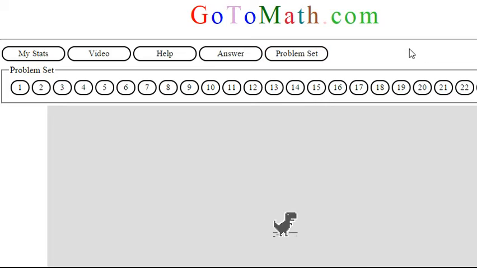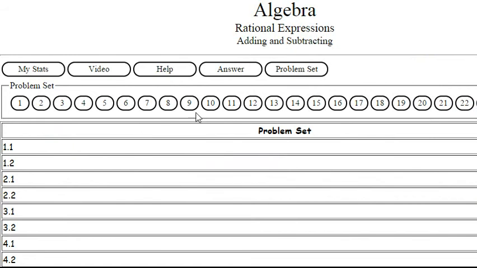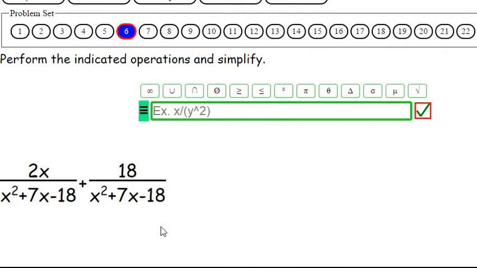Okay, so we're over here at GoToMath.com. See you in the next problem. What was that, 5.2, I think. Okay, we're over here at GoToMath.com. We're at Algebra. Let's go down to adding and subtracting. That's right, we're learning how to add and subtract. And I think we're doing 6.1, I hope.